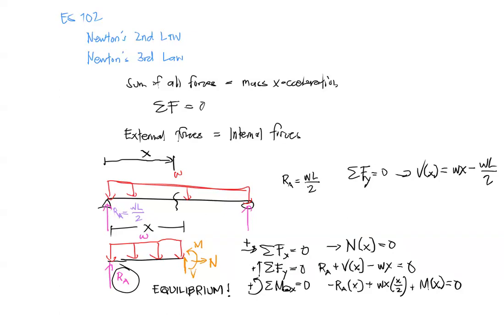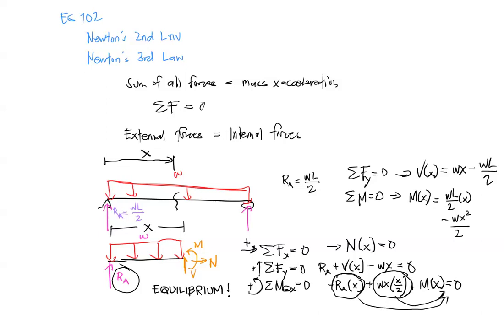Then, pag nag-sum ka ng moment, be equal to 0, makukuha mo rito is yung M as a function of x, known na si R_A. And this will give you wL over 2 times x minus wx squared over 2. So yung wL over 2 times x is this term right here. Yung wx squared over 2 is this term right here. So nire-arrange lang natin siya papunta sa right hand side.